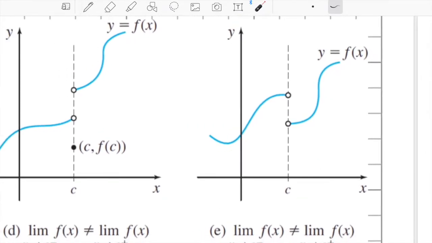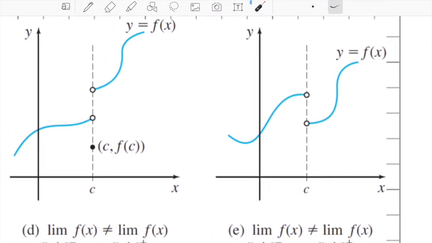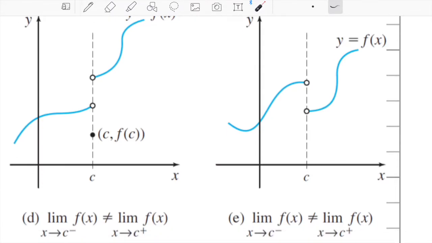Let's look at the last one. So this one, as we approach c from the left again, we are approaching this y value, whatever that may be. And as we approach c from the right, we are approaching this y value, whatever that may be. Notice that the y values are different. Therefore, the limit does not exist there. But also, f of c is not defined because at c, there is no y value.